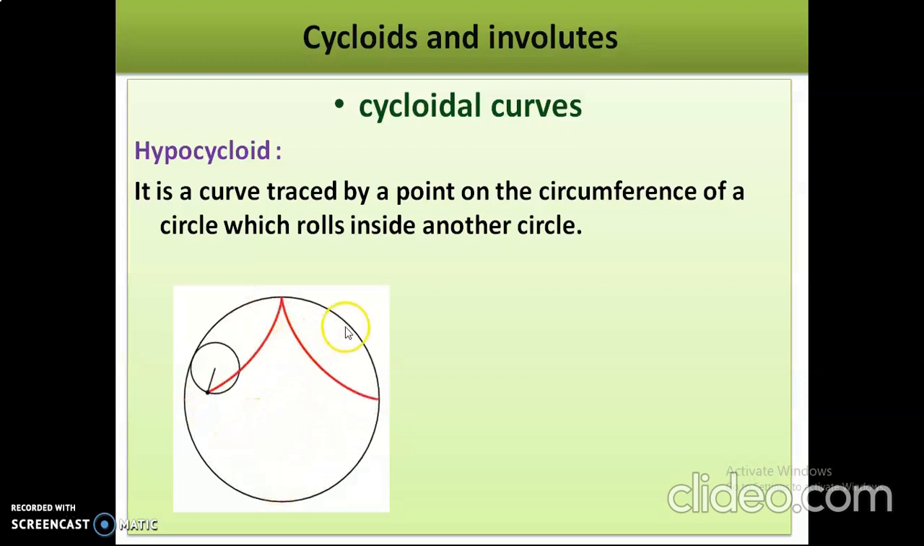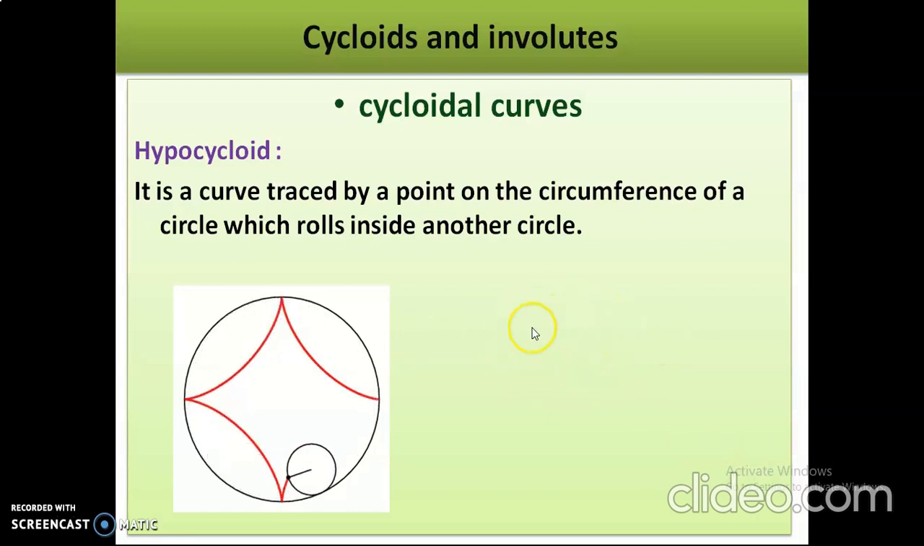So how can we define hypocycloid? Once again listen. Whenever the smaller body rolls inside another circle, it forms one type of curve that is called hypocycloid. Or we can define it another way: it is a curve traced out by a point on the circumference of the circle which rolls inside another circle. See, very simple. Whenever the circular body rolls along a straight path, then it forms a general cycloid.